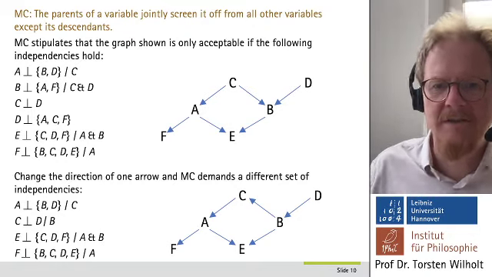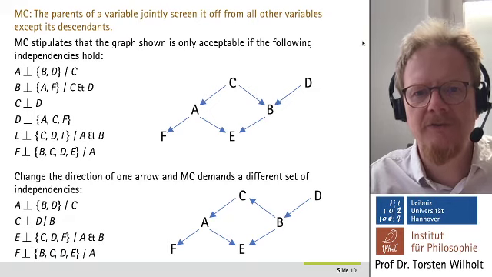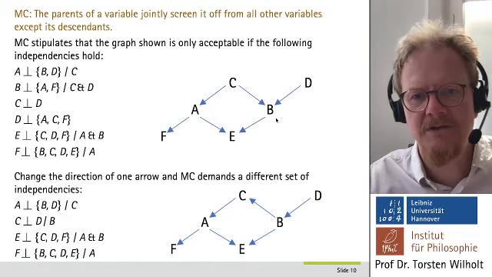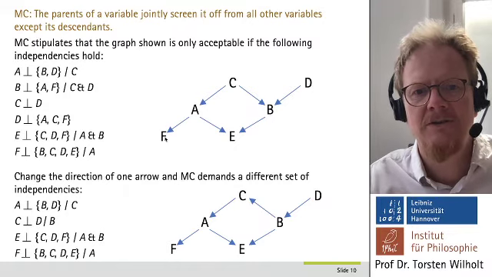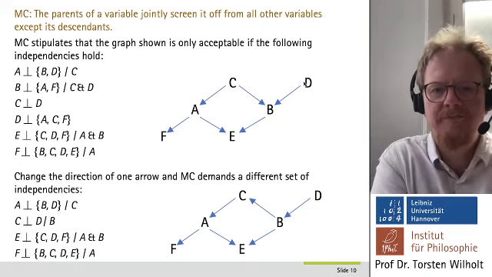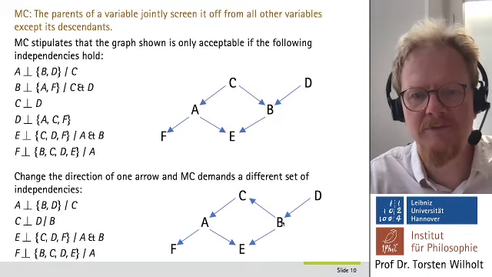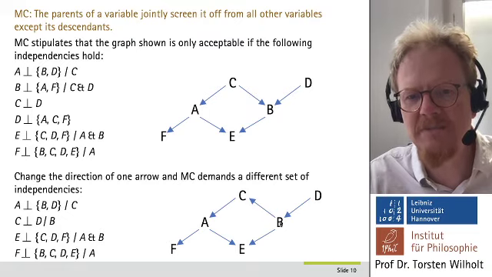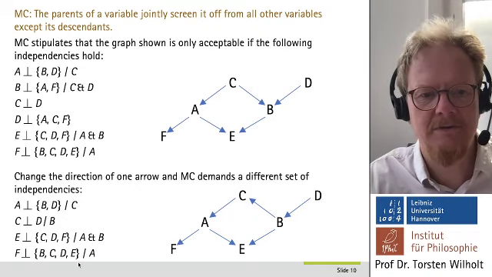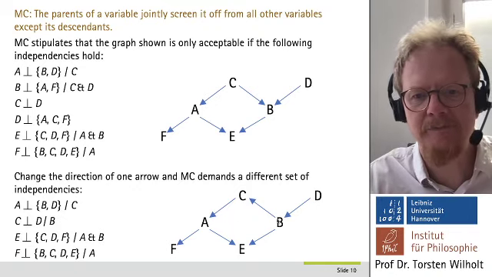Sorry, let me do this again because this was a bit confused. So for this graph here to be acceptable as a causal structure, the Markov condition demands that B must be screened off from F by C and D jointly. For this graph, not. I mean, also here, B must be screened off from F by A, because A is a parent of F in both cases. So here. But B here need not be screened off from F by C and D jointly.